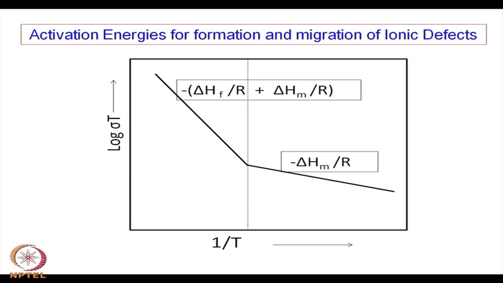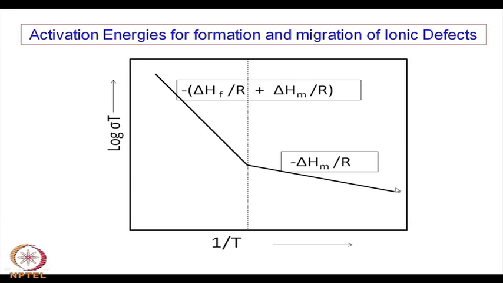These are the activation energies for the formation and migration of ionic defects. So, if you plot log sigma T as a function of 1 by T, that is the normal Arrhenius plot kind of thing, then once again you have two different activation energies. At the lower temperature it is only delta H m, because you are not generating any defect here. The defects have already been generated if they are at a high temperature, and whatever migration, because this energy is not sufficient for creation of the intrinsic defect.